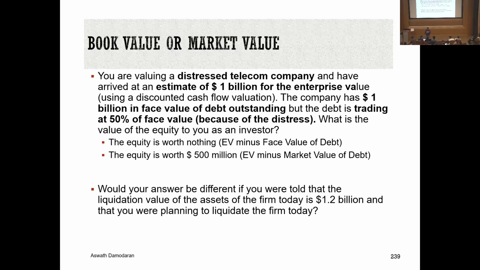And now I'm going to give you a variant of the question, but now I'm going to make it even more extreme. You're valuing a distressed company. You come up with the value of $1 billion for the assets. The book value of the debt is $1 billion. And the market value of the debt is $500 million. Why? Because it's distressed. Very similar to the start of the class test, but I've added distress. The discount is much bigger.